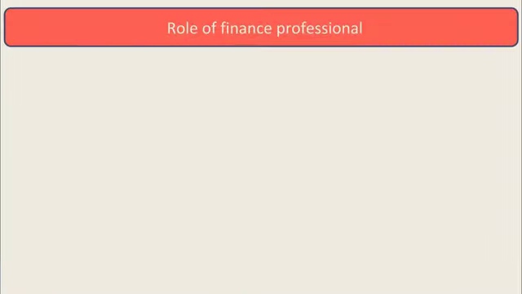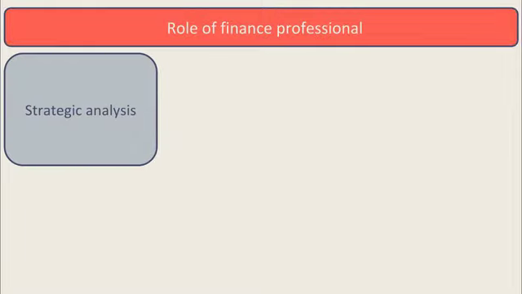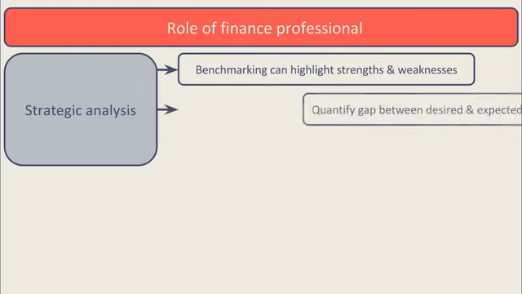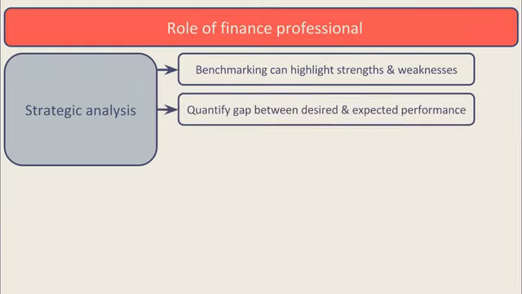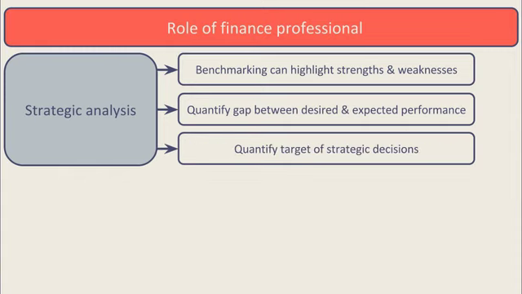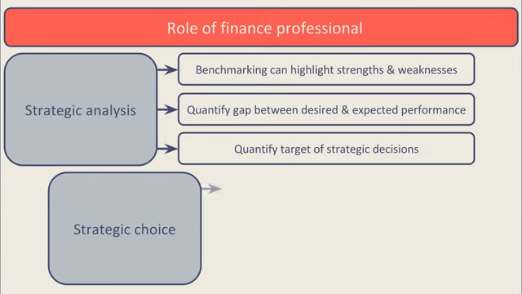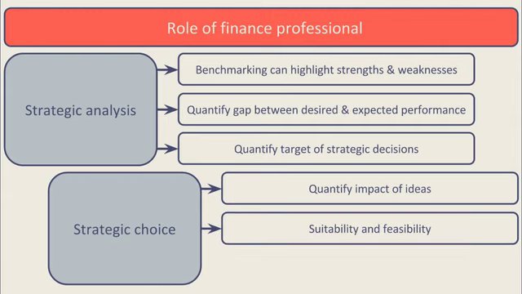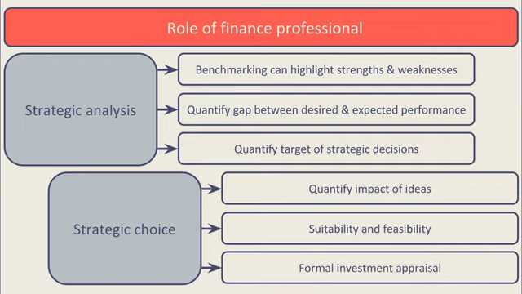The finance professional can help with every stage of the rational planning process. For example, at the strategic analysis stage, benchmarking to the competition can highlight organisational strengths and weaknesses. Also, finance will often quantify the size of any gap between desired and expected performance. This will serve to quantify the target of any strategic decisions. At the strategic choice stage, finance can be involved in quantifying the likely impact of any ideas to see if they are suitable and feasible, for example by undertaking formal investment appraisal.